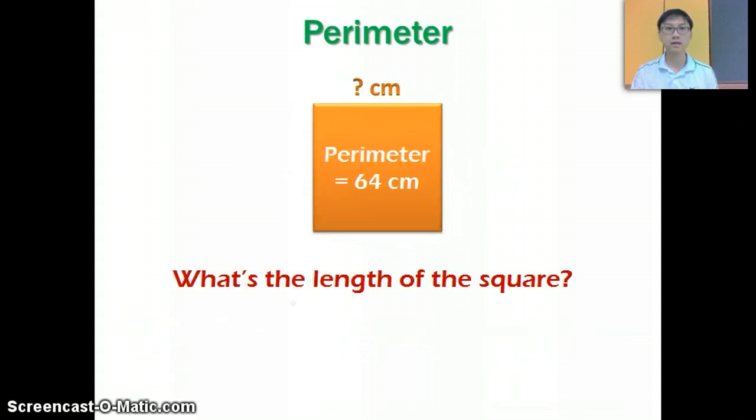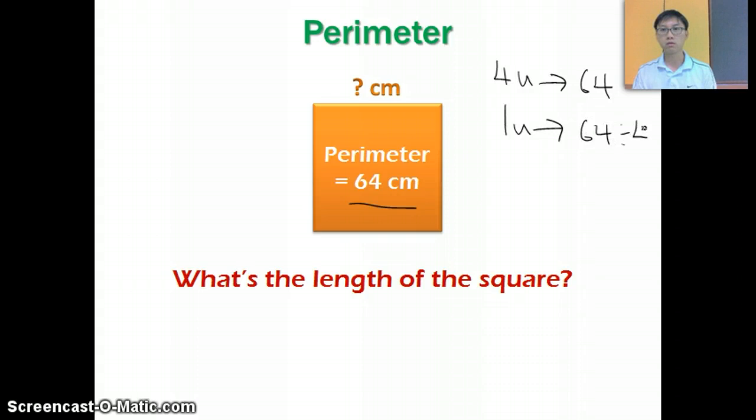And if that's the case, and I have the perimeter, which is 64 cm, what is one of the lengths? Now I don't have any of these sides, but because you know that these are all equal, it is the same as looking at 4 units is 64. Because they are all equal, each can be considered 1 unit. So then 1 unit is 64 divided by 4. And that will give me, what's that?